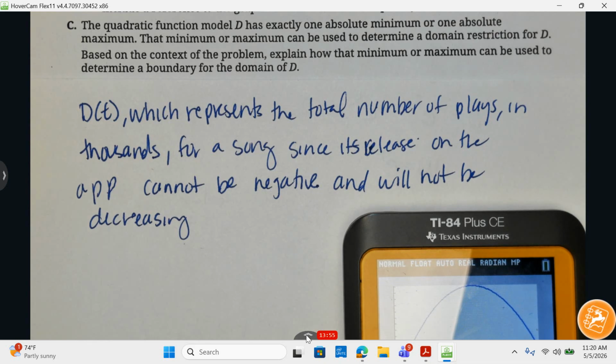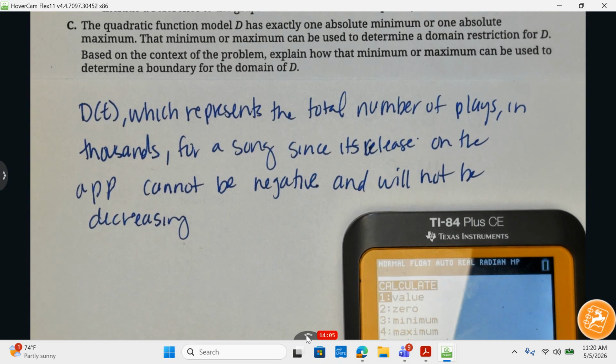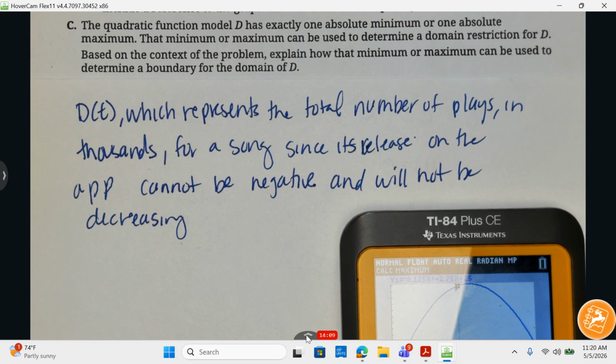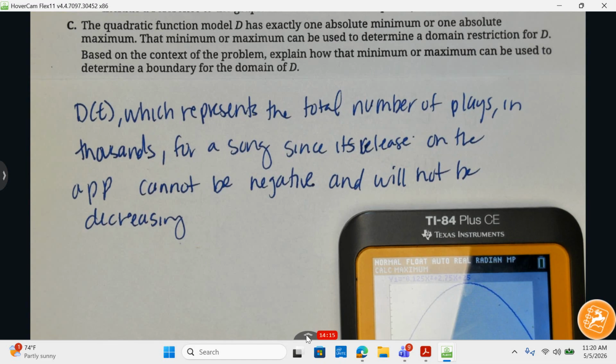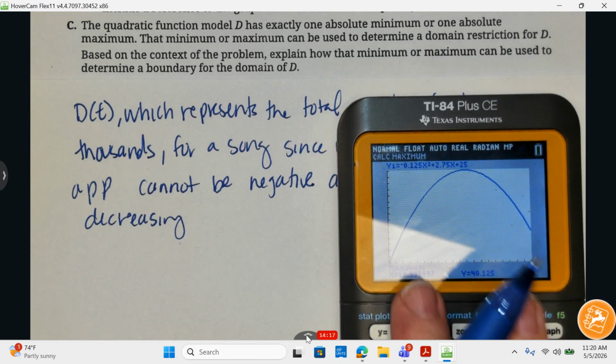Okay, I need to come back up here and just make sure, give me one second. I want to make sure that t is in terms of months. Okay, so when I look at this, let's calculate what this maximum is. So I go slightly to the left, then slightly to the right, and then back to that point. There we are. Okay, so we can see that this maximum occurs at 11.